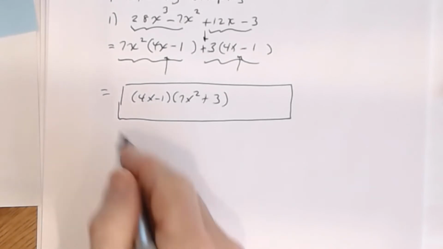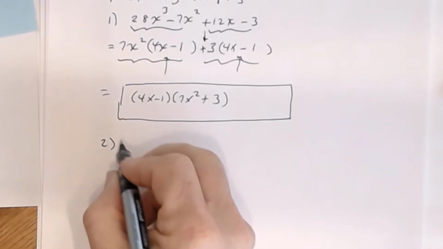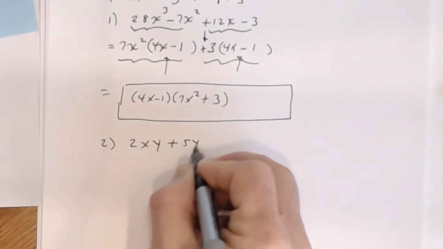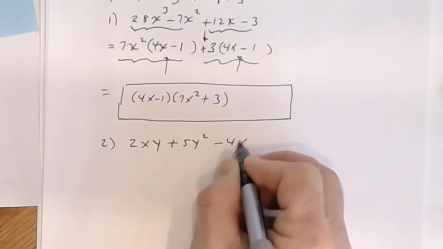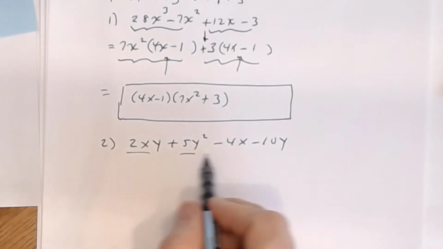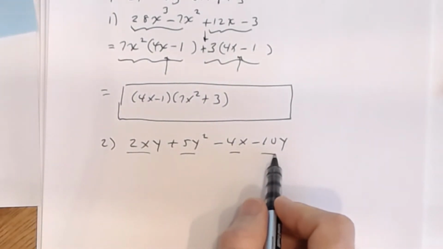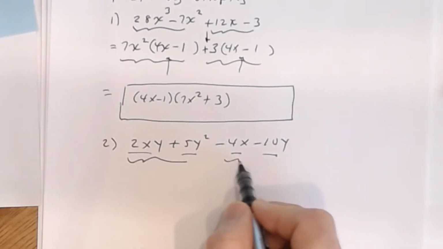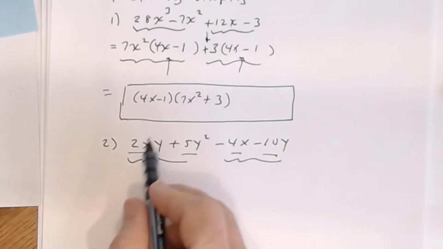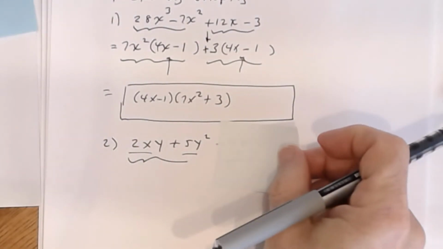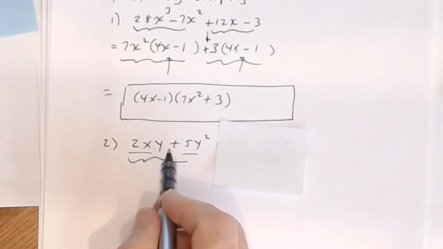Let's do another one. So let's suppose we had this one. We had 2xy plus 5y squared minus 4x minus 10y. So again, 4 terms. 1, 2, 3, 4. So whenever you have 4 terms, you're going to try and factor by grouping. So we're going to group the first two, group the last two. So let's go ahead and cover this part up, and let's do the first one.